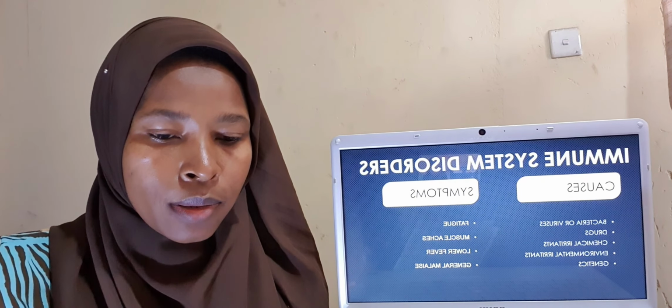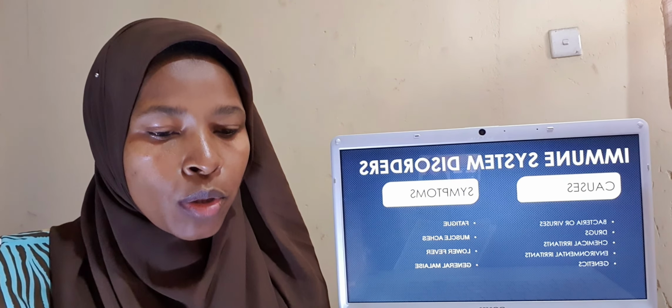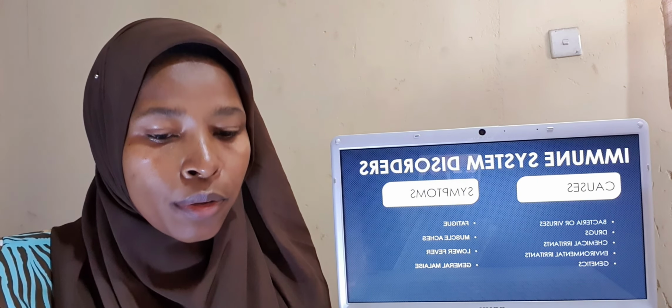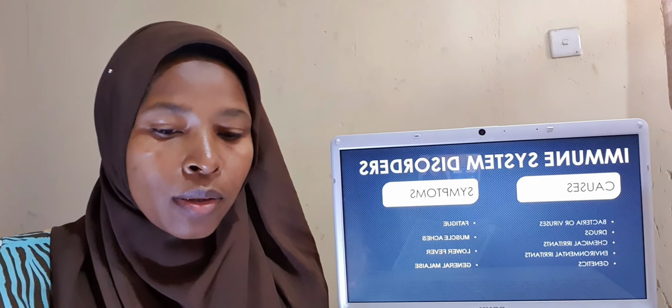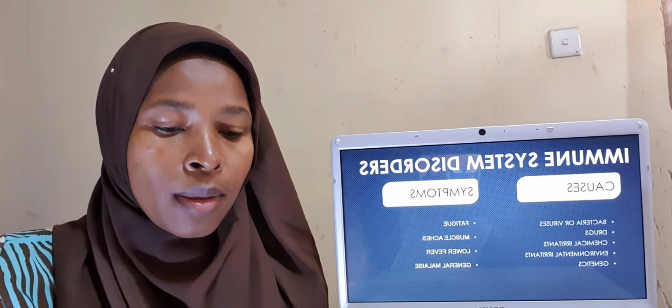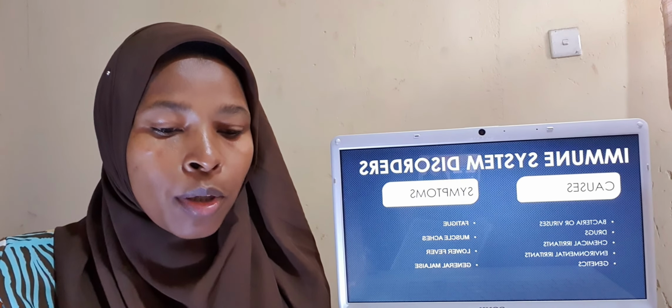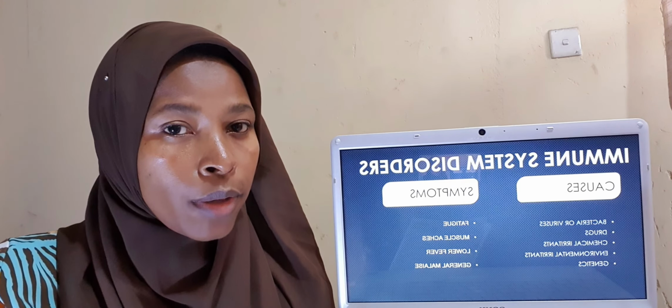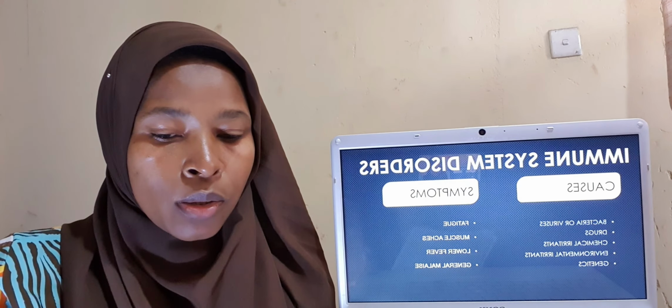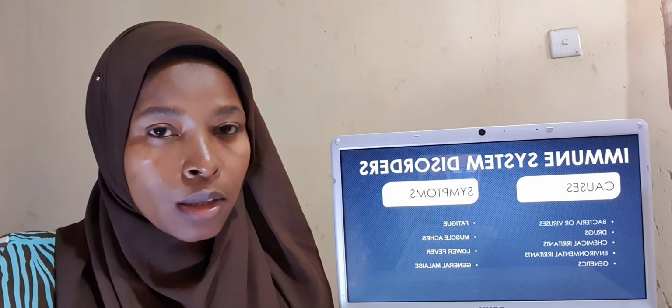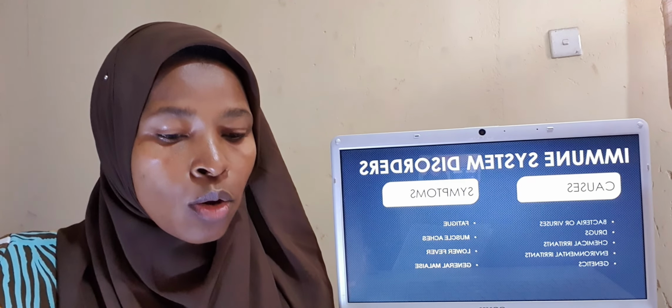Immune system disorders. The causes of autoimmune diseases are unknown. However, theories of their triggers can be bacteria or viruses, drugs, chemical or environmental irritants. However, their susceptibility increases with genetics. So, examples of autoimmune diseases include rheumatoid arthritis or multiple sclerosis.